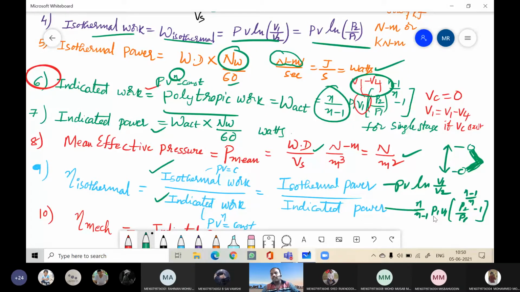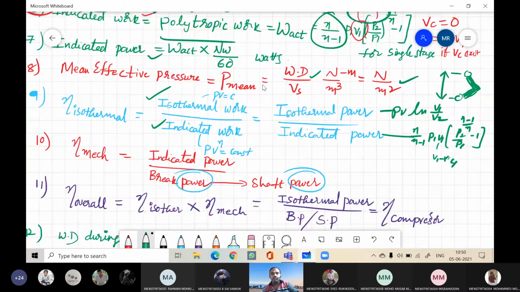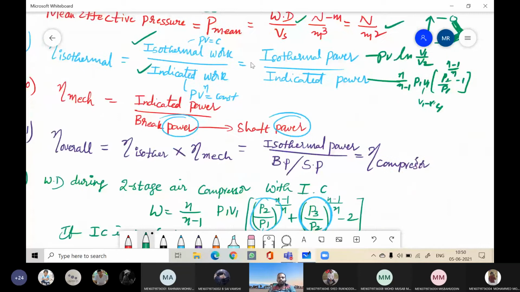So if clearance is 0; if clearance exists, it will be V1 minus V4 we need to consider. Okay, so that is the isothermal efficiency, very important formula, isothermal efficiency.